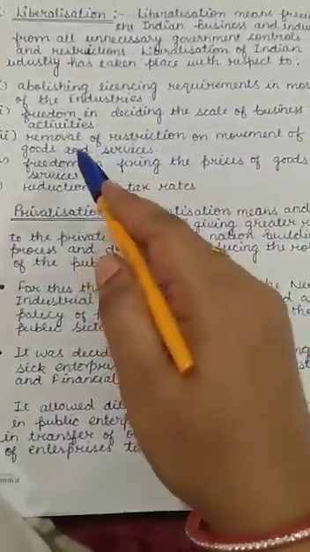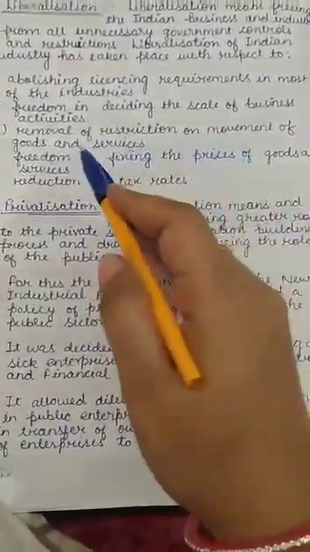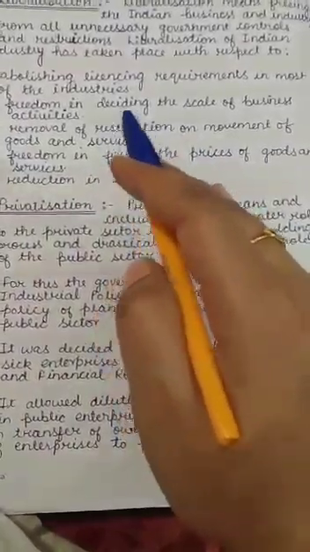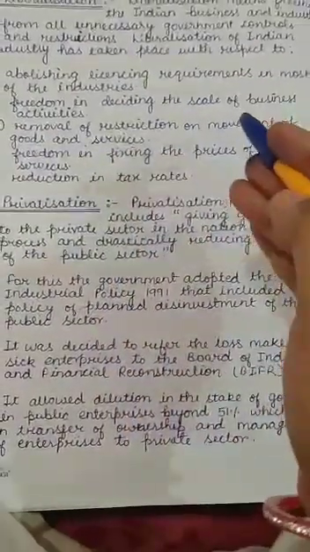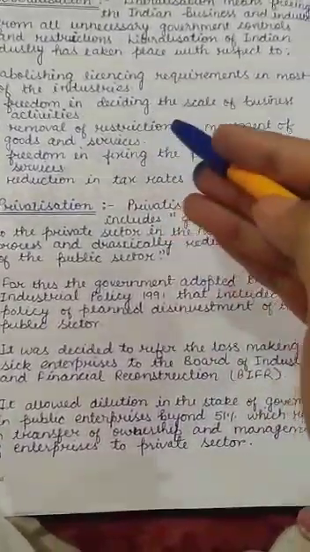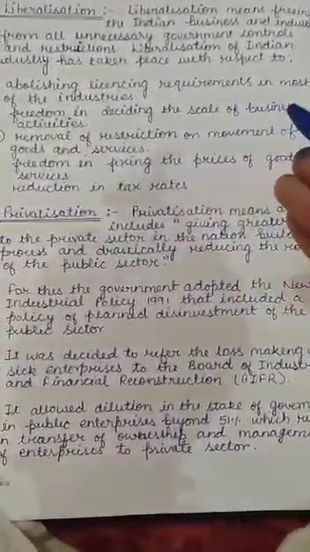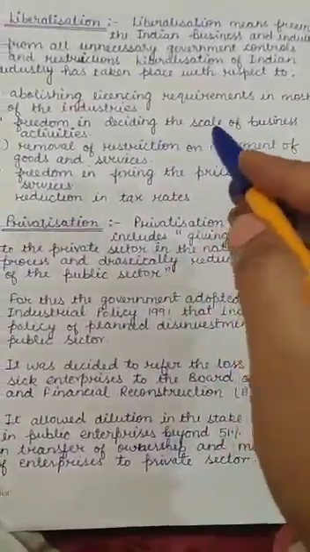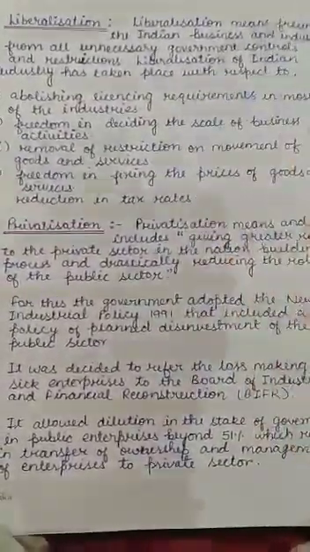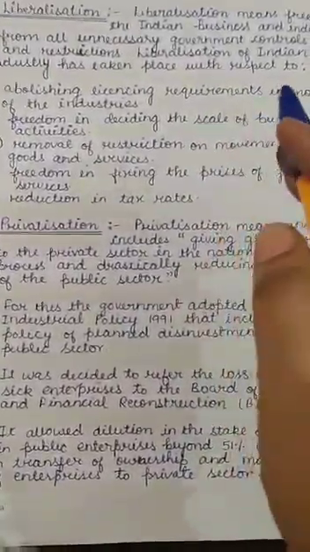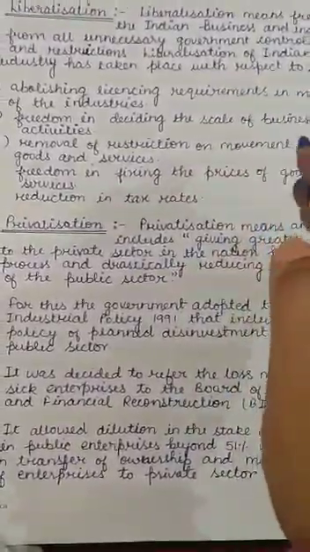The third step was the removal of restrictions on the movement of goods and services. After 1991, there was no restriction on the movement of goods and services from one state to another, from one place to another. There was freedom of movement without any licensing authority and without any restriction or control by the government.